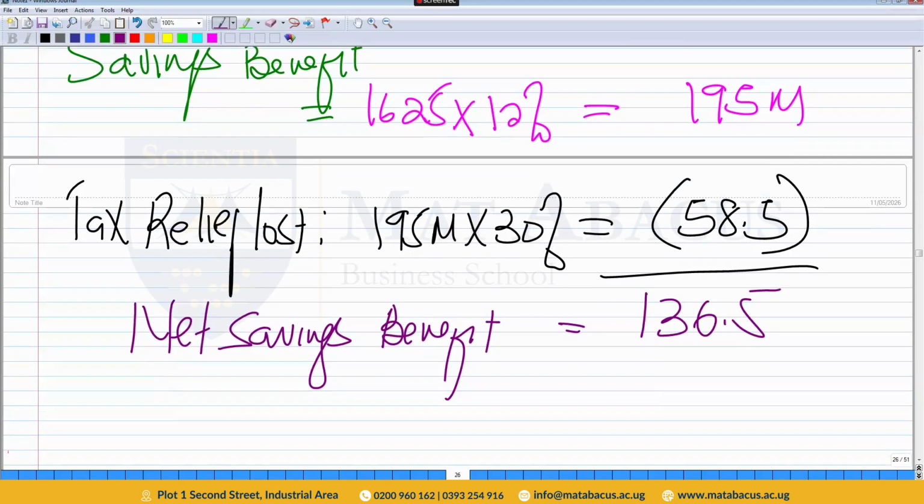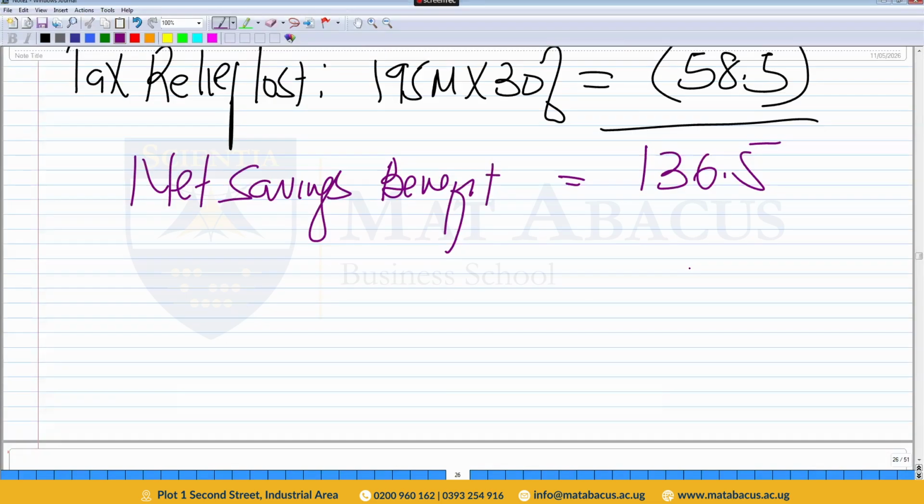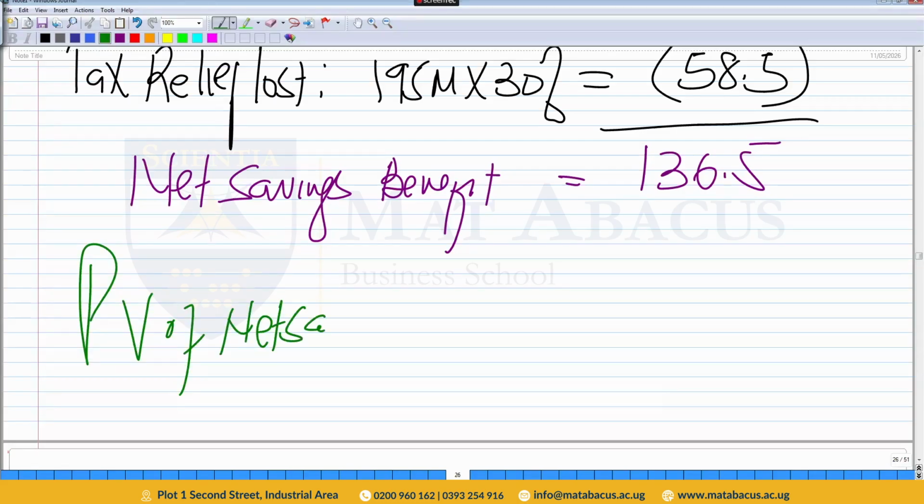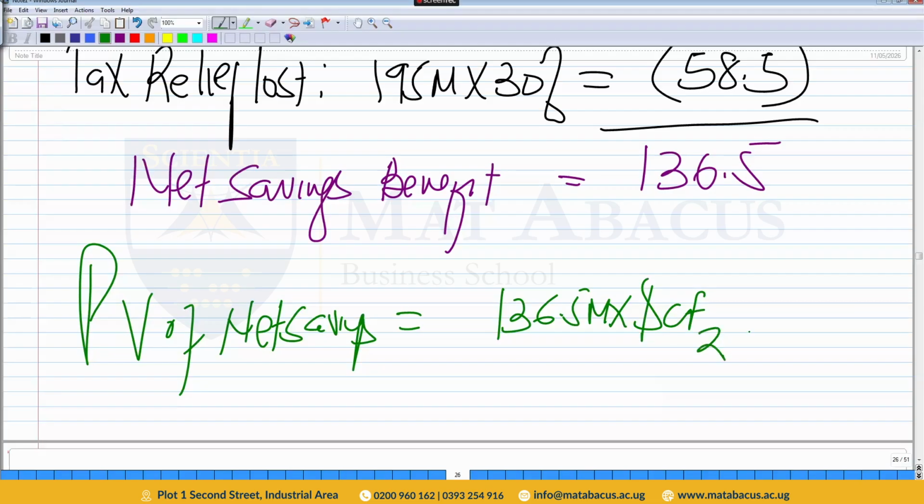That is the benefit I will be getting, not 195. But you should be able to know this is UDB loan. Therefore, the present value of net savings is going to be the 136.5 million. You have to discount it. The discounting factor, UDB was 5 years to 6 years at the risk-free rate of 10%.